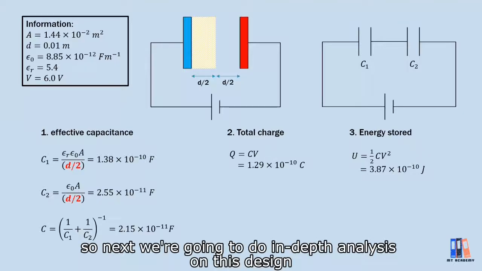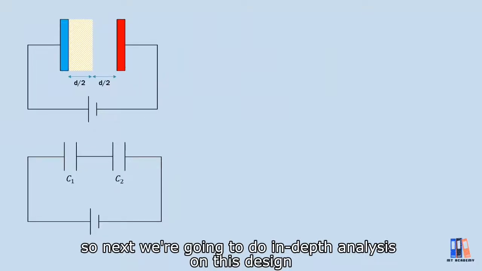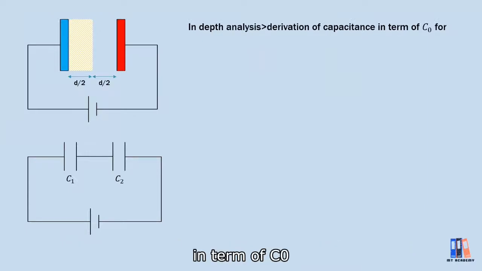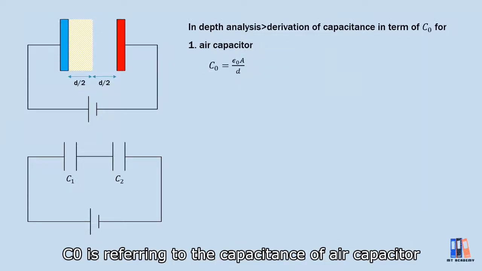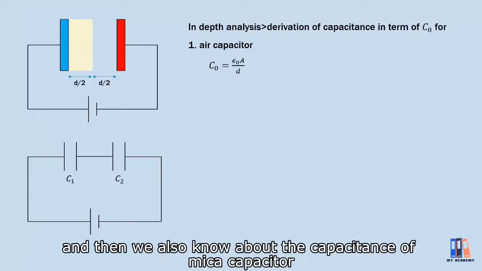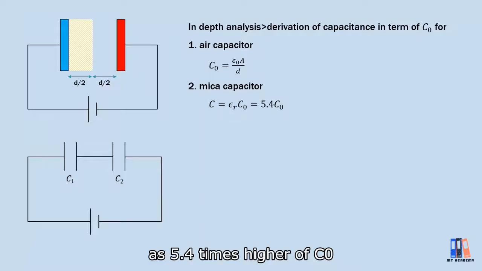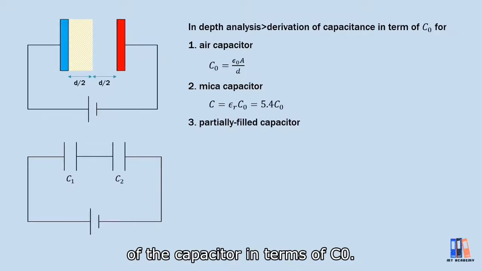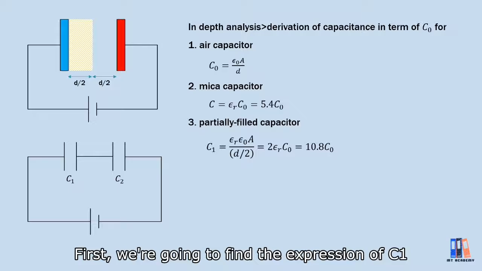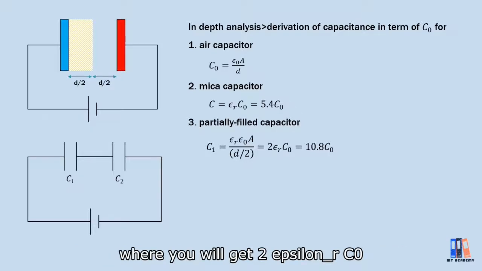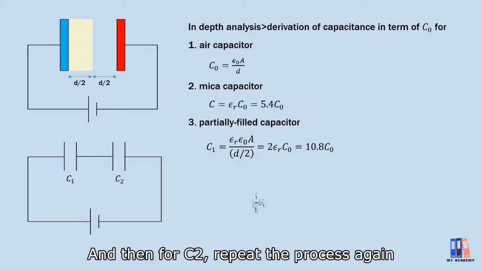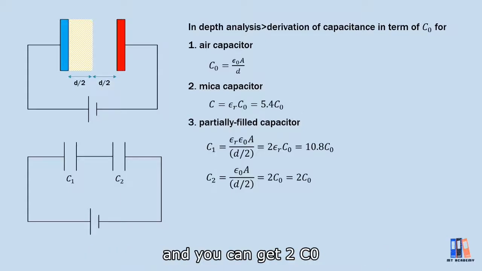Next, I'm going to do an in-depth analysis of this design. I'm now going to derive the expressions of capacitance in terms of C0. C0 refers to the capacitance of the capacitor without dielectric, and we also know the capacitance of the mica capacitor is 5.4 times C0. For the partially filled capacitor, we're going to express the capacitance in terms of C0. First, I'm going to find the expression of C1, where you will get 2 epsilon r multiplied by C0, which is 10.8 C0 in this case. Then for C2, you repeat the process again, and you get 2 C0.